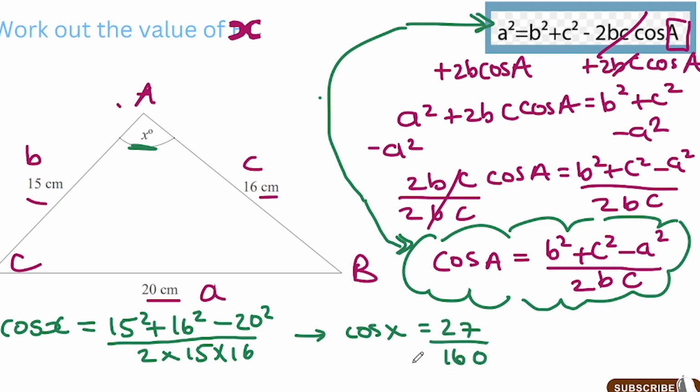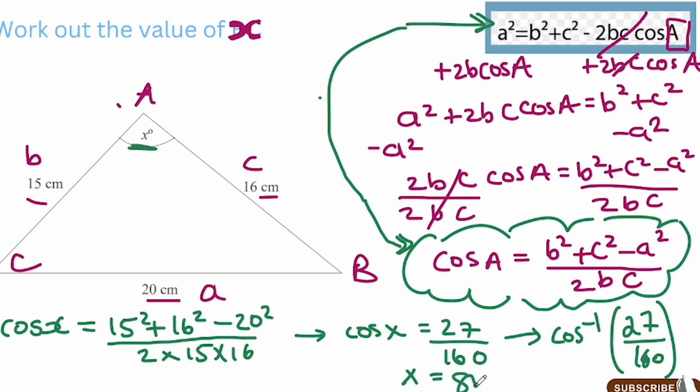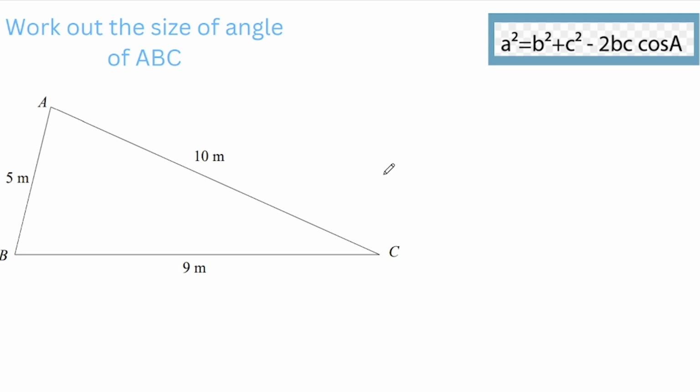Now you're not interested in cos x, you're interested in x. So you're going to do the inverse of cos. So you got cos minus 1 of 27 over 160. And if you put that in your calculator, you should get x equals 80.3. Okay, so pause the video and have a go at this question.